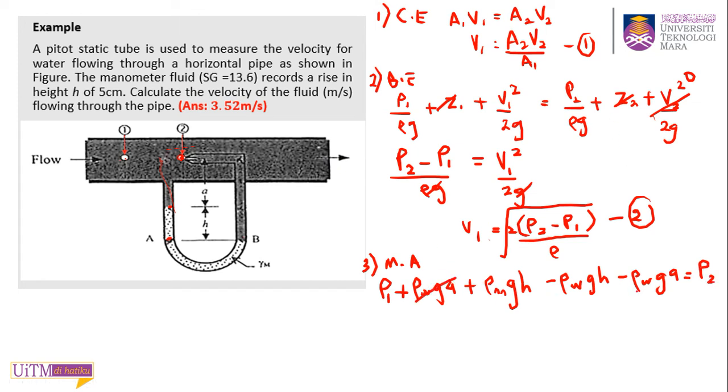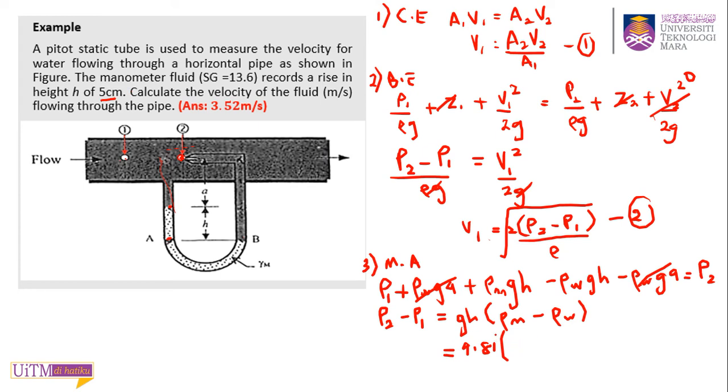Okay, so rho water G A can be cancelled out, and you can write P2 minus P1: bring P1 to the other side, so P2 minus P1 leaves you only G H times rho mercury minus rho of water. So berapa nilai ni? G is 9.81 times H, berapa nilai H? Ada kerja. H equal to 5 cm.